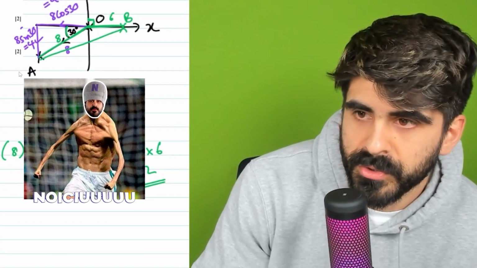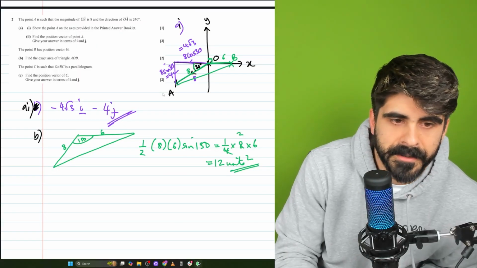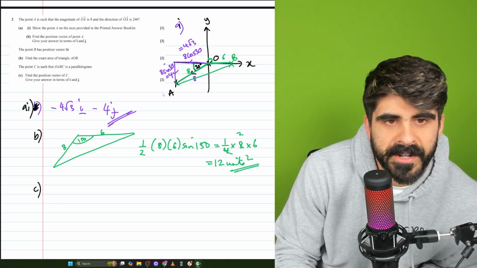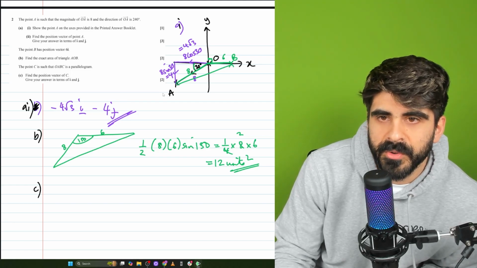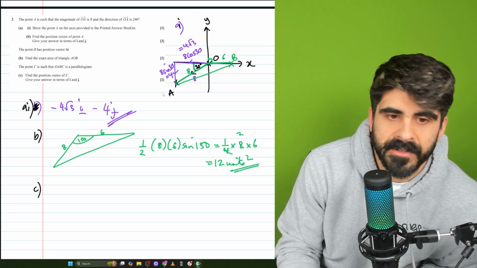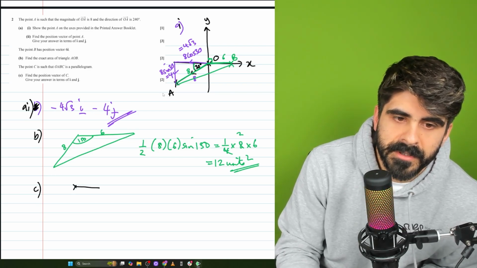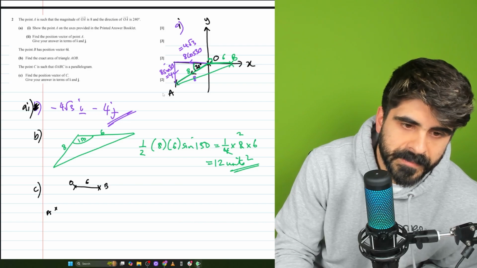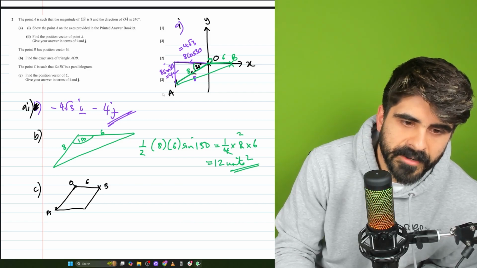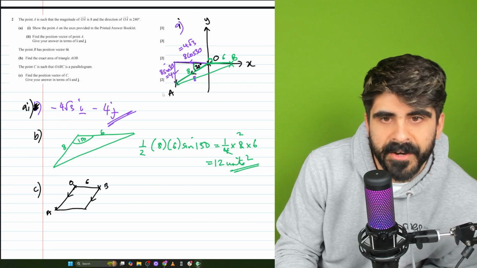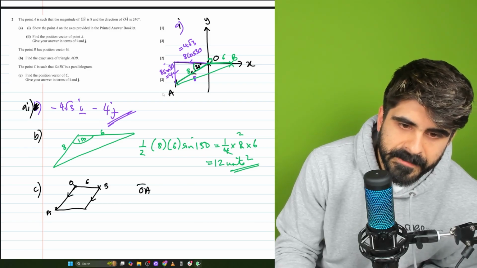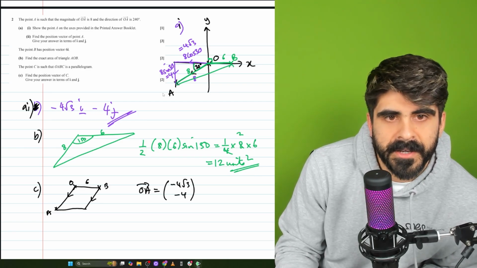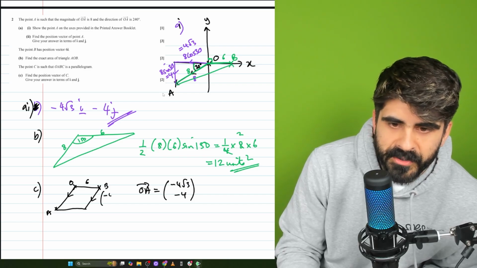Part C. The point C is such that OABC is a parallelogram. Find the position vector of C. O, A, B, C. Okay. So this parallelogram, we just need to work out how to go from O to A, then we'll add that on to B. So O to A, we already know, is minus 4 root 3 and minus 4. So we just need to add that on to B, isn't it?